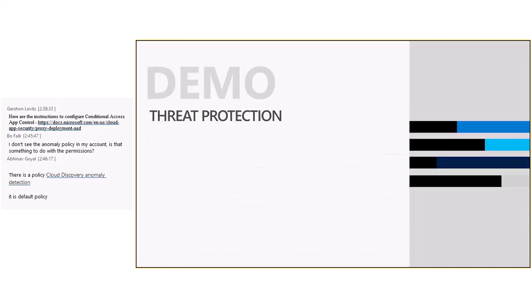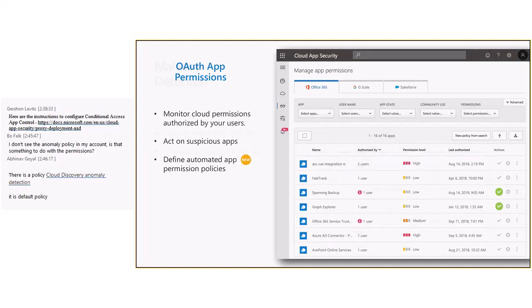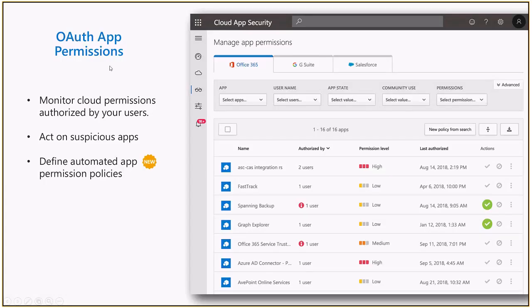So let's go back to the deck just to show you other capabilities. I just showed you the malware detection here, and again, as I said, it's powered by the Microsoft Threat Intelligence. And one of the great capabilities that we have now, and that I will demo just after, is the OAuth app permission detection. The OAuth app permission detection capabilities here help us to monitor the cloud permissions that are granted by your users to an application.